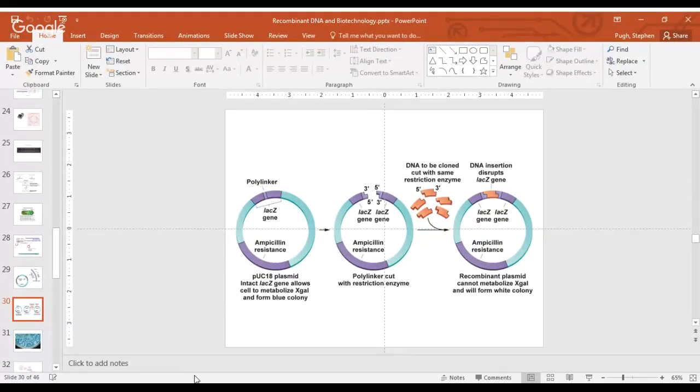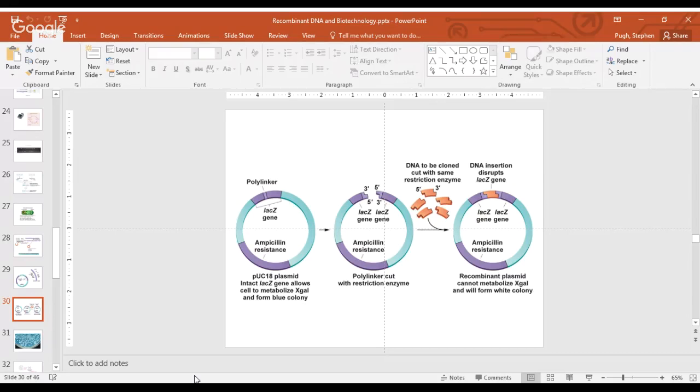So again, the process involves isolating the plasmid with ampicillin resistance, cutting the DNA with a restriction enzyme in the middle of the LacZ gene, and inserting the DNA that we want to insert into this cell by cutting that DNA with the same restriction endonuclease so that it has sticky ends. Those sticky ends will bind to the sticky ends of the plasmid, and our gene has been inserted.